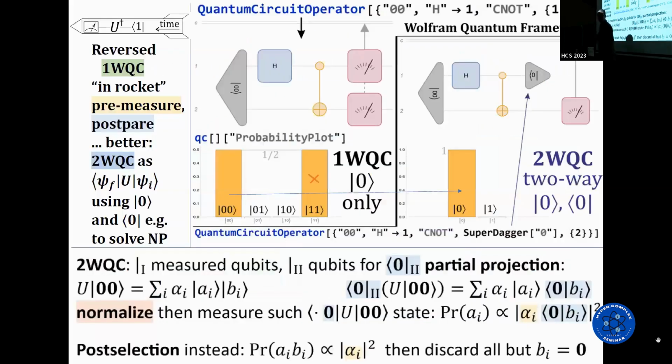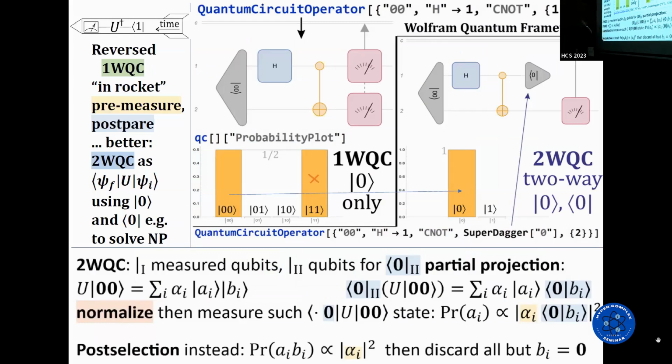Okay, so having this reversed rocket, it would have this pre-measurement and post-preparation. But it still would be only as powerful as one quantum computer, this reversed one quantum computer. So to get something more powerful, we need two-way quantum computers, where we have both the state preparation and post-preparation, so we can affect both the initial and final states.